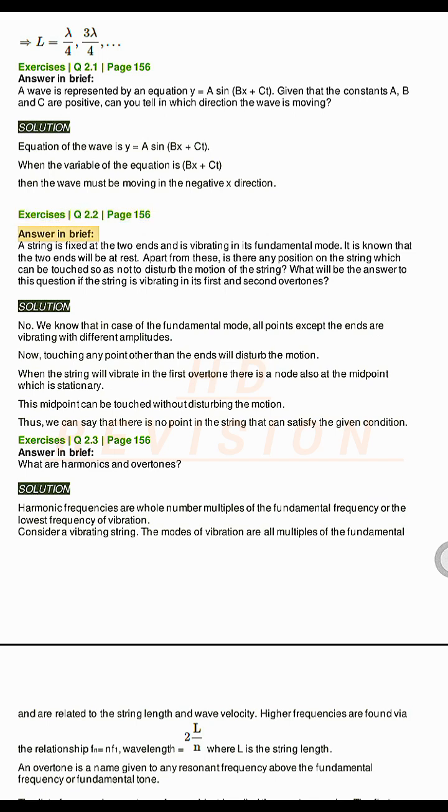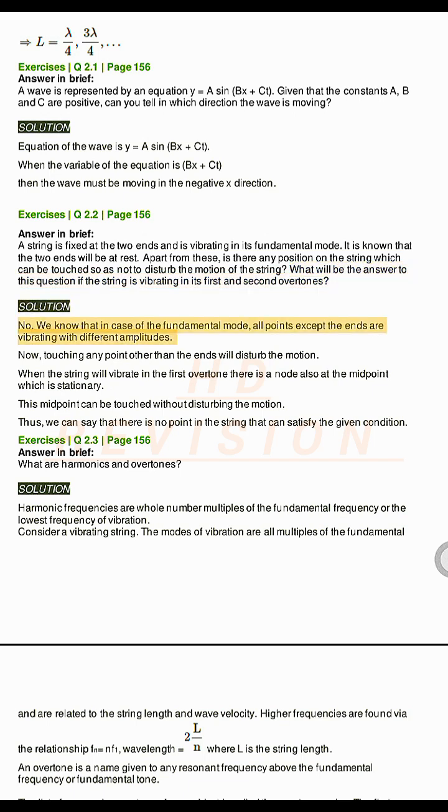Exercises Q2.2, page 156. Answer in brief. A string is fixed at the two ends and is vibrating in its fundamental mode. It is known that the two ends will be at rest. Apart from these, is there any position on the string which can be touched so as not to disturb the motion of the string? What will be the answer to this question if the string is vibrating in its first and second overtones? Solution. No.